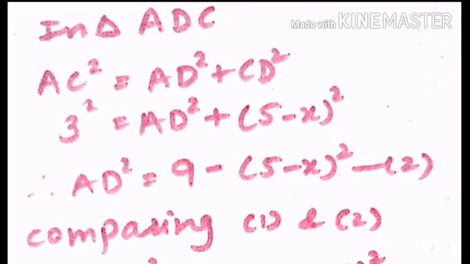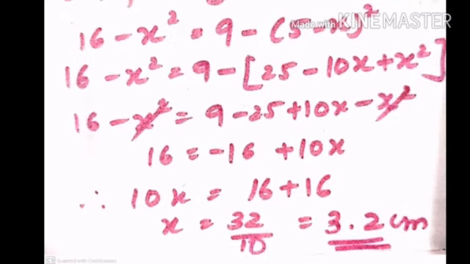So you can see first and second result on the left hand side equal AD square only. So we can compare the right hand sides. So in the next step we are comparing the right sides of equation 1 and 2. So by comparing, 16 minus x square is equal to 9 minus (5 minus x) whole square.